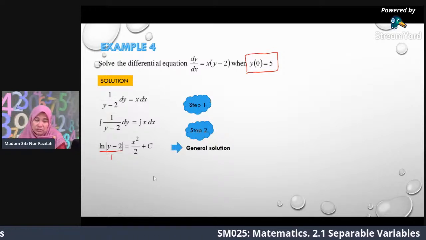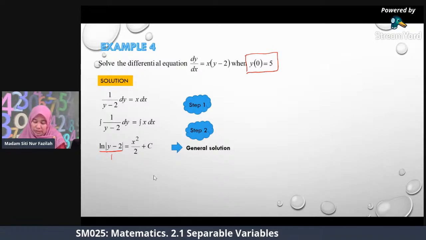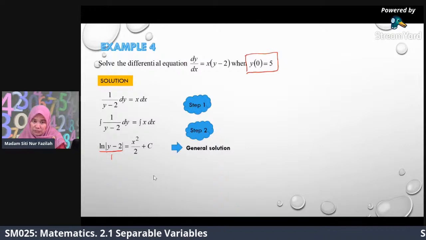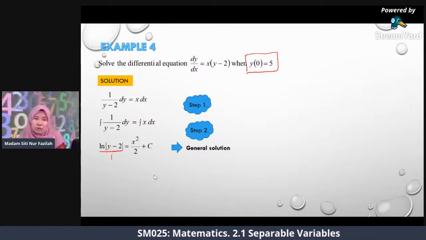That's the general solution. But in this question, we have a condition value. We need to substitute the condition value to find the particular solution.